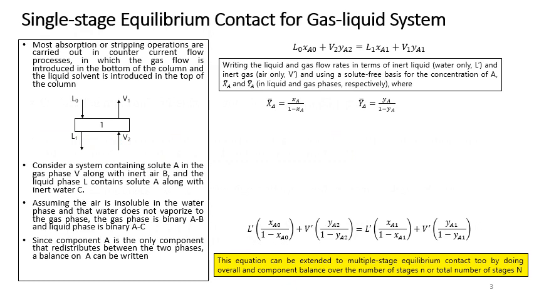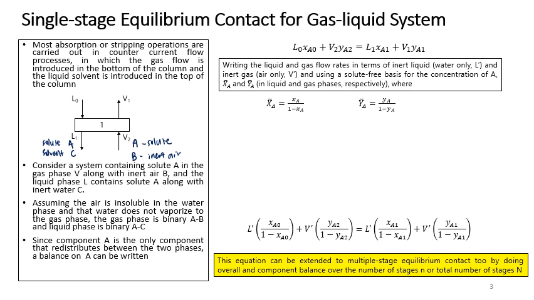Okay, as mentioned before, most absorption or stripping operations are carried out in a countercurrent flow process. So the gas flows upwards from the bottom of the column and the liquid solvent is introduced at the top of the column. So let's say you have a system containing solute A in the gas phase V, along with inert air B. So in the gas phase here, you have solute A, and B is the inert air. And the liquid phase L contains solute A along with inert water C. So your solvent is C, and the absorbed solute is A.